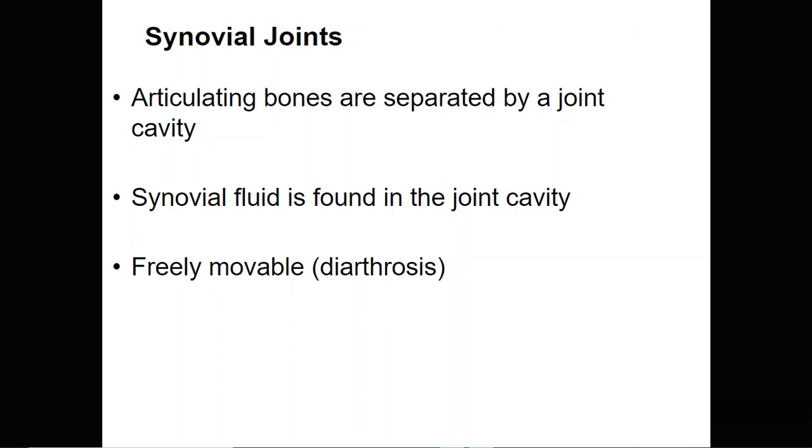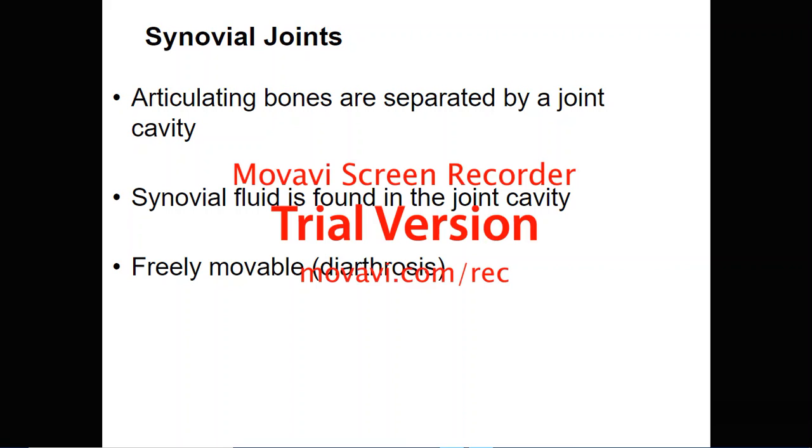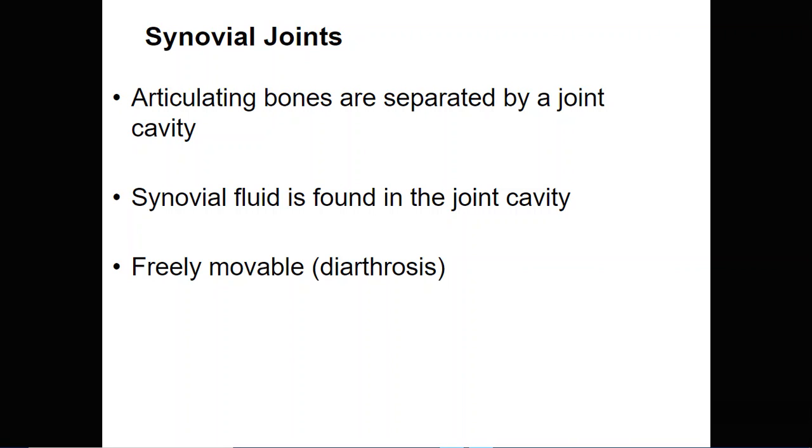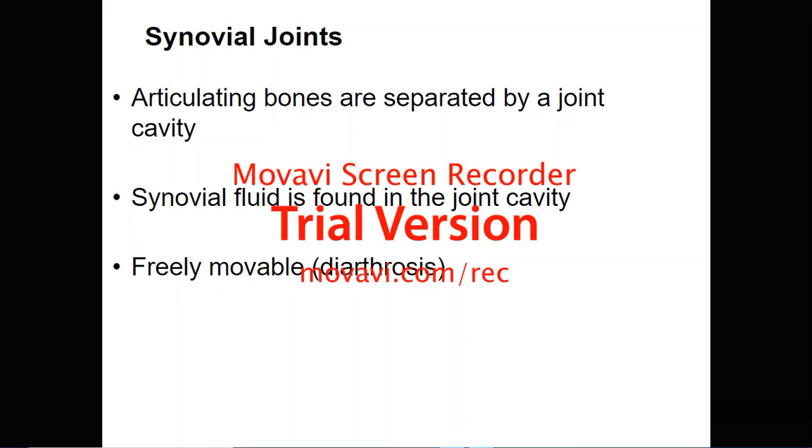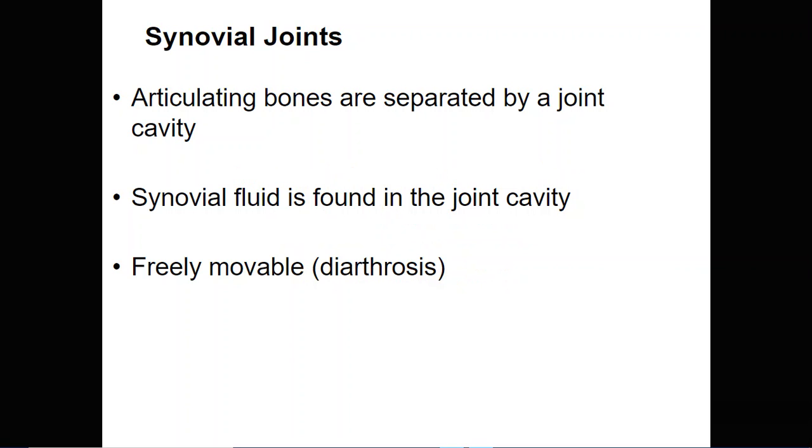Now we move on to the third type of classification of joints, the synovial joints. Synovial joints are those in which the articulating bones are separated by a fluid-containing joint cavity. Again, these are the only types of joint that have a cavity, and synovial fluid is found in the joint cavity. You can think of the synovial fluid as a lubricant, because synovial joints are freely movable. So essentially the arrangement of the bones in this joint cavity permits a lot of freedom.